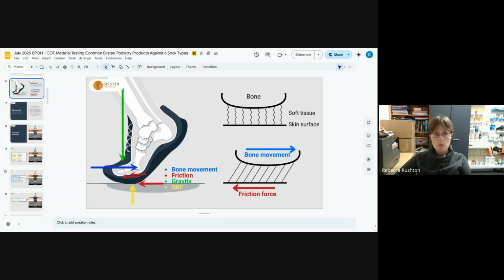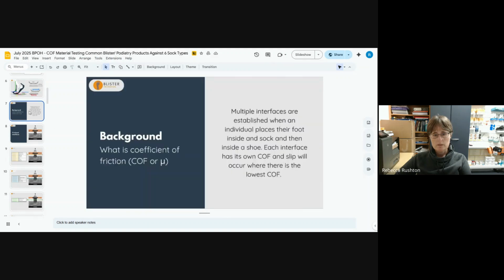So different things work in different ways, but essentially it's important to realize that we have several material interfaces. Multiple interfaces are established when an individual places their foot inside a sock and then inside a shoe. Each interface has its own coefficient of friction, and slip will occur where there is the lowest coefficient of friction.